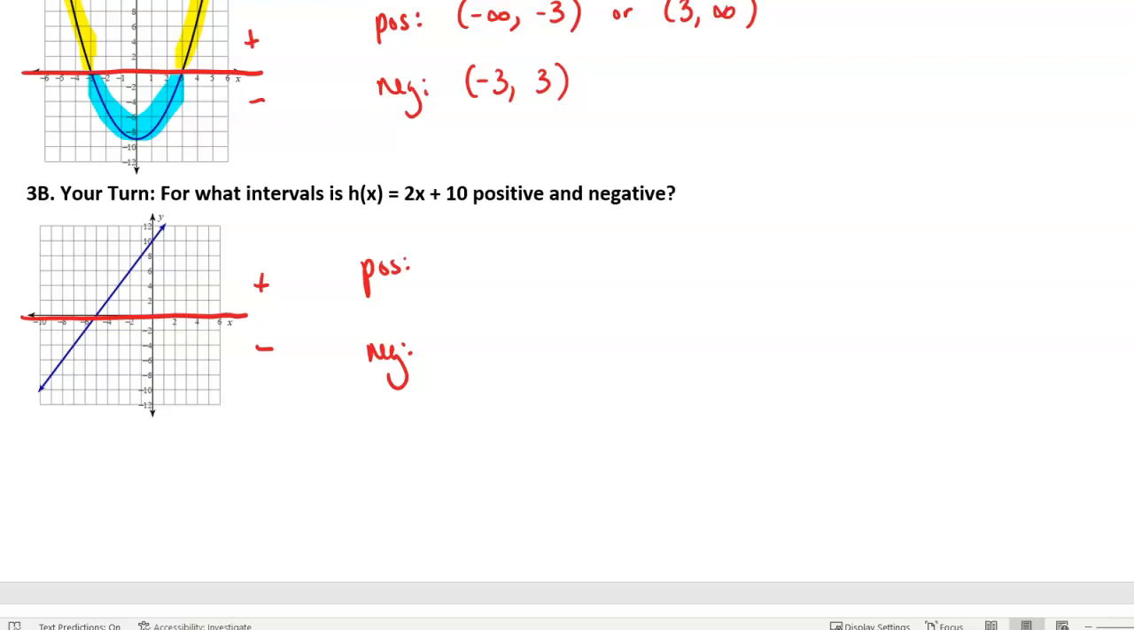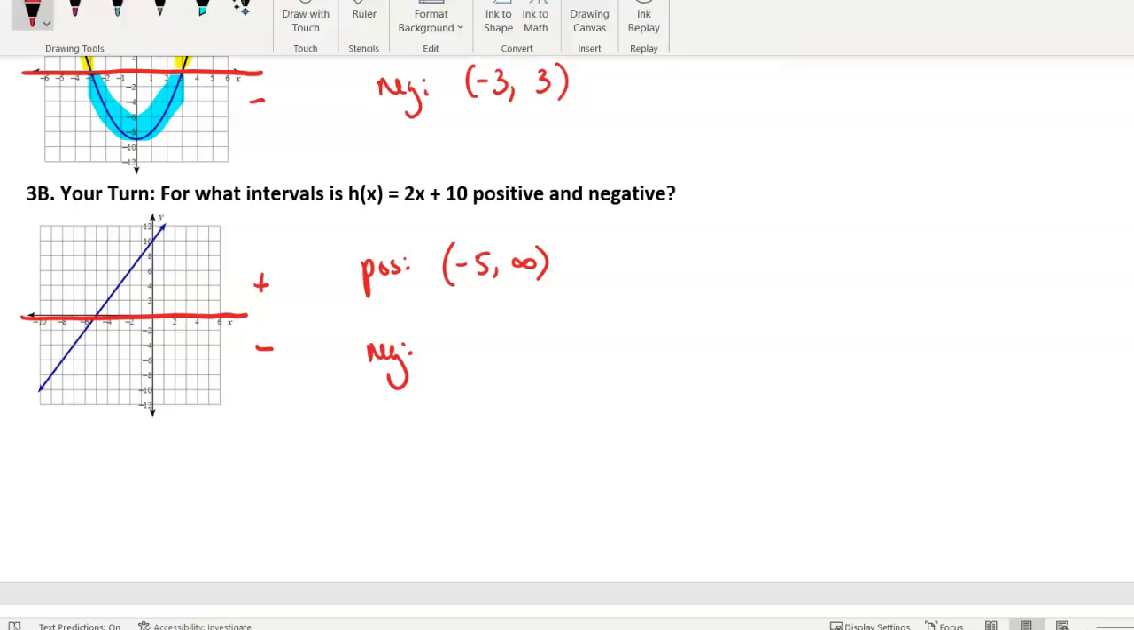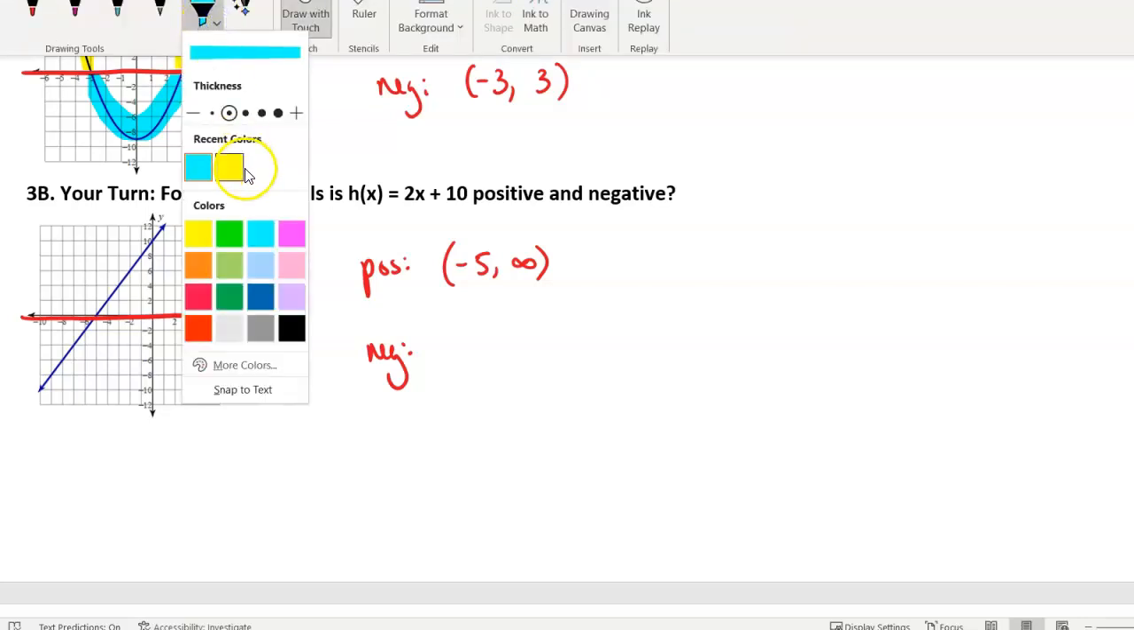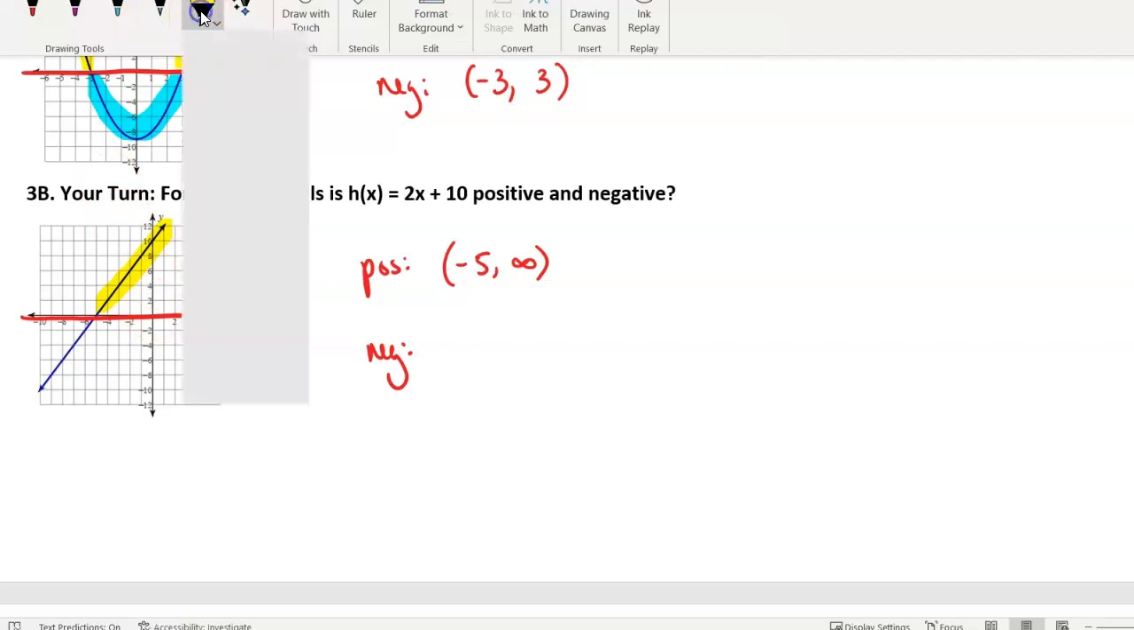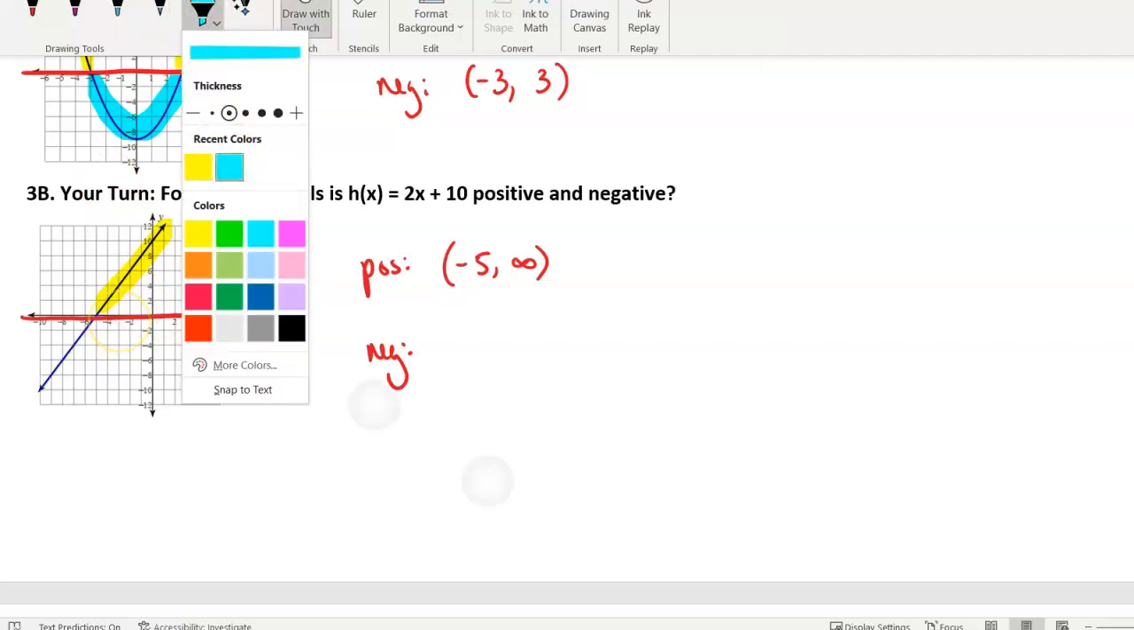All right, let's see how you did. So it's positive from negative 5 to infinity. From negative 5 to infinity is where the graph is positive. Let me highlight it to show you. That part of the line starts where x is -5, and then it keeps going where x is positive, to positive infinity. Now it's negative down here.